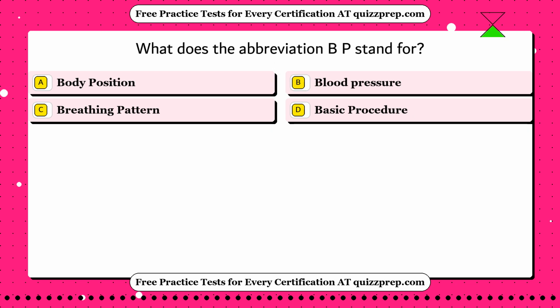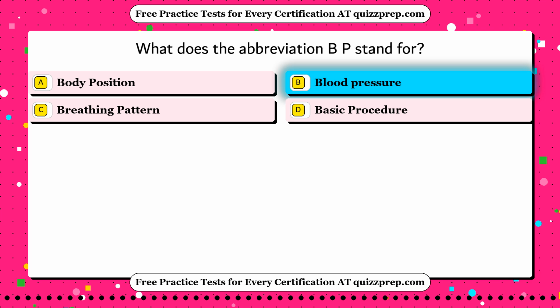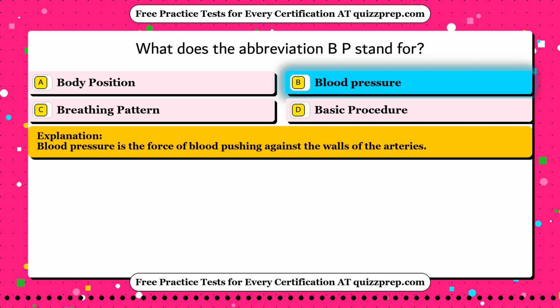Question 15. What does the abbreviation BP stand for? Option A, body position. Option B, blood pressure. Option C, breathing pattern. Option D, basic procedure. The correct answer is option B, blood pressure. Blood pressure is the force of blood pushing against the walls of the arteries.